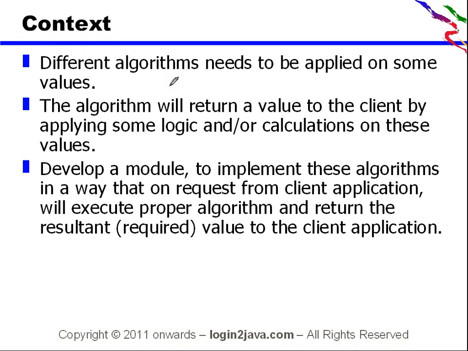Let's look at a context. Different algorithms need to be applied on some values. We will take the simplest form of algorithms to understand the strategy pattern first. We will take two simple values A and B, and we need to do some calculation on these two values A and B. The operation will be either addition or subtraction or multiplication or division. So we have different algorithms that need to be applied on some values.